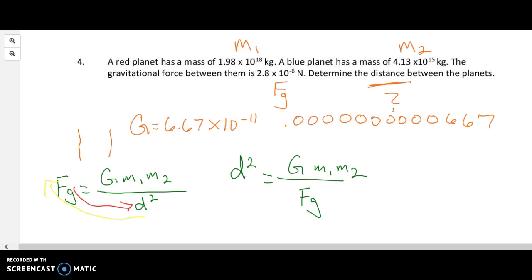How do I get rid of that square? I have distance squared, and I don't want the distance squared, I want distance. So what do I need to do? How do you get rid of a square?